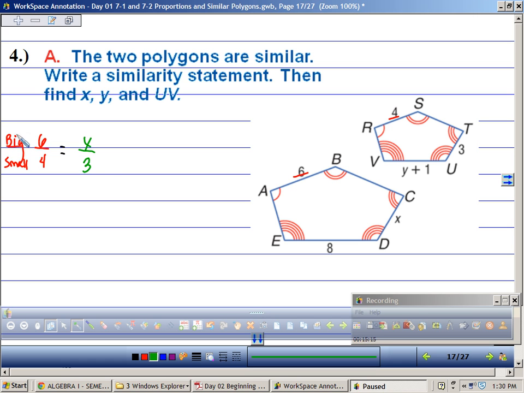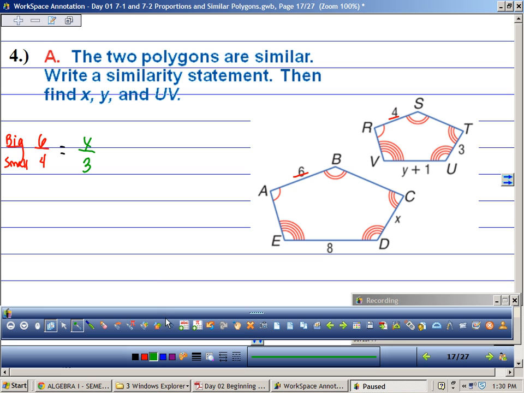Okay? Now what? I don't see an easy way to solve this. Actually, I do. I would multiply both sides by what? 12. Oh, I know. Do you see why? Yes, you can just cross multiply. It's the same thing.